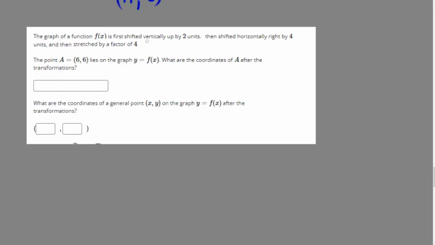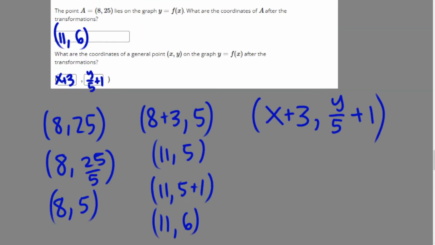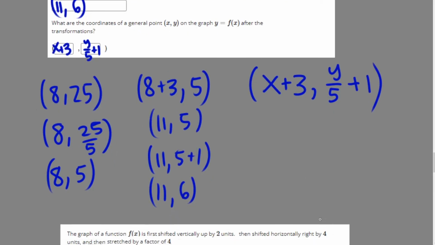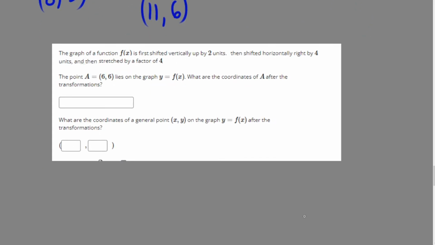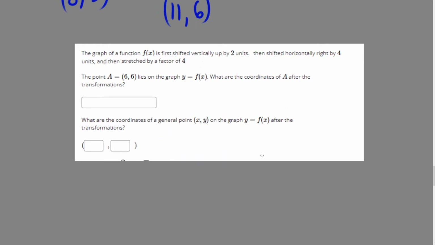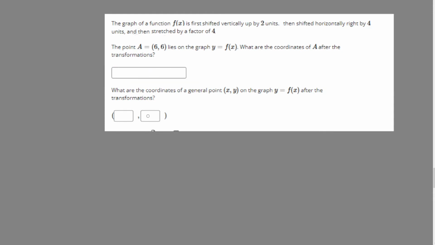Okay, so I've seen a problem like this where it says the graph of a function, f of x, is first shifted up vertically by 2 units, then shifted horizontally right by 4 units, and then stretched by a factor of 4. Now, you'll notice that the order is a little bit different. Here they said compressed first or stretched first, and here they're saying stretched last, and that will make a difference in what our general points are, but not in what our thing here is.